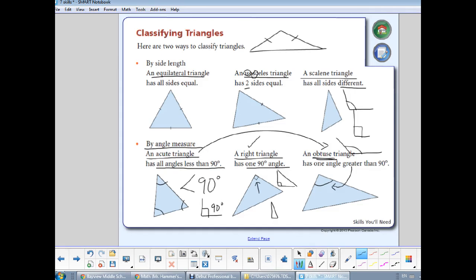And that's how we classify triangles by angle measurements. We have acute, right, and obtuse. And by side length, we have equilateral, isosceles, and scalene.